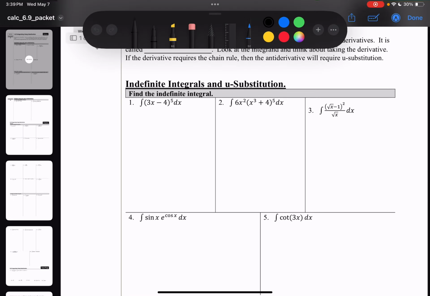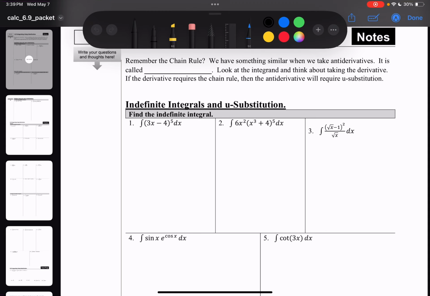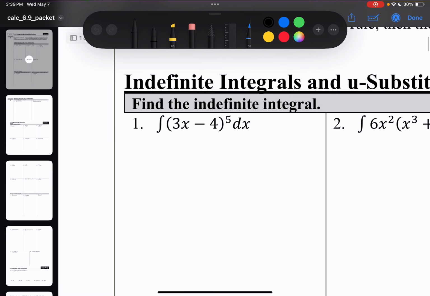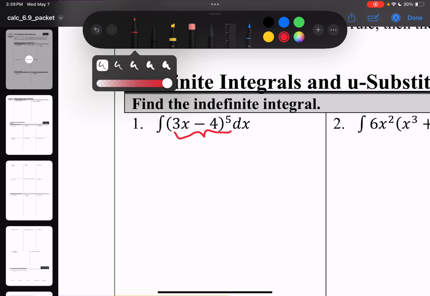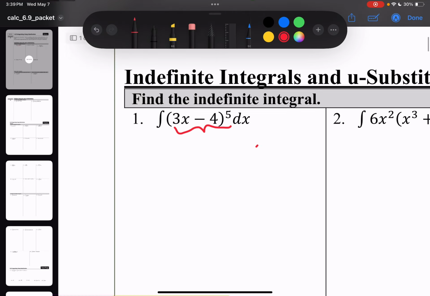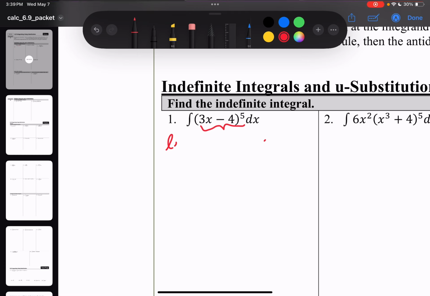Question number 1. In these questions the integration is fairly simple. Every single time you find an integration that has brackets raised to a certain power, in this case to the power of 5, you need to say let u be equal to 3x minus 4. Then du, the derivative of 3x minus 4, is going to be 3 dx.